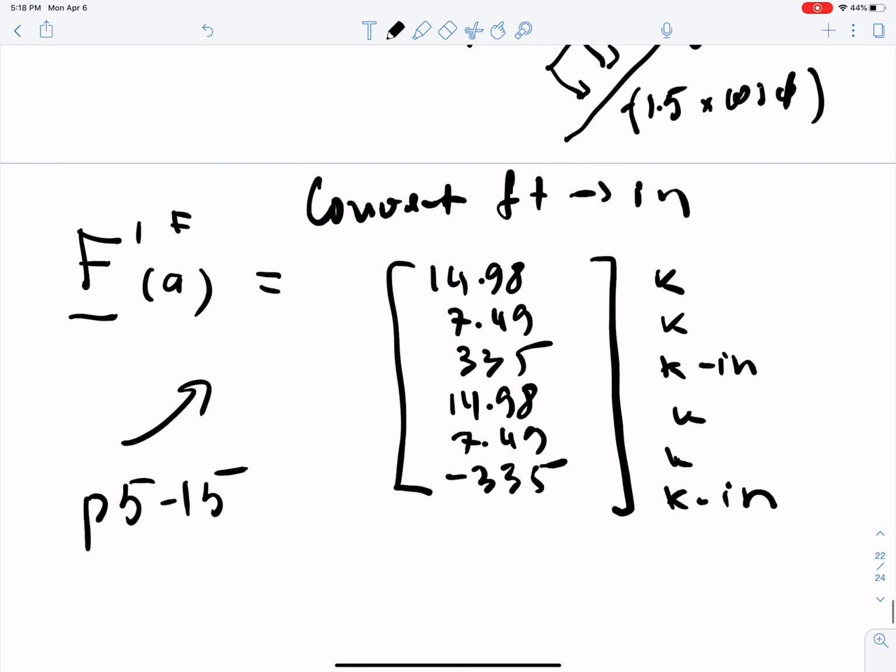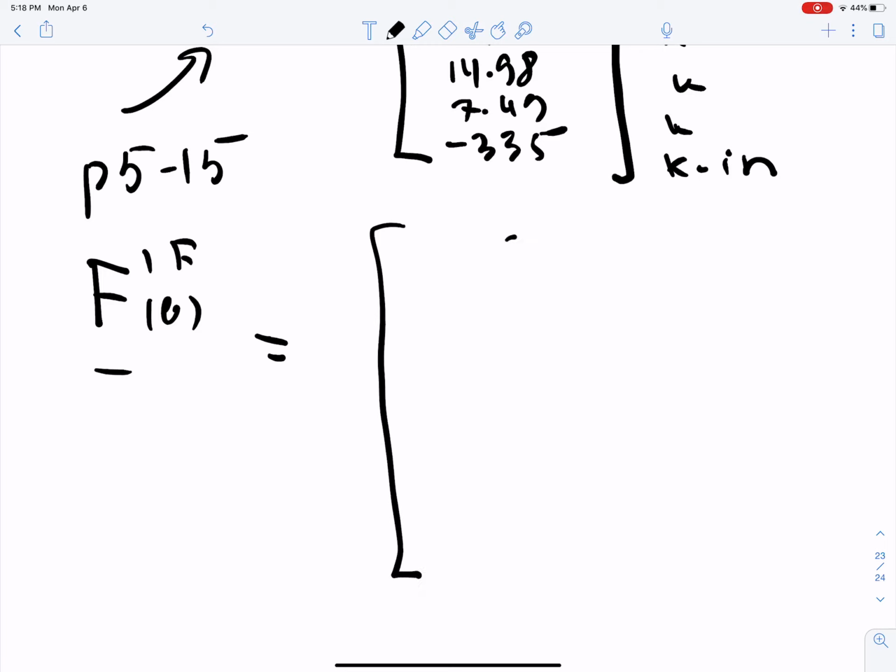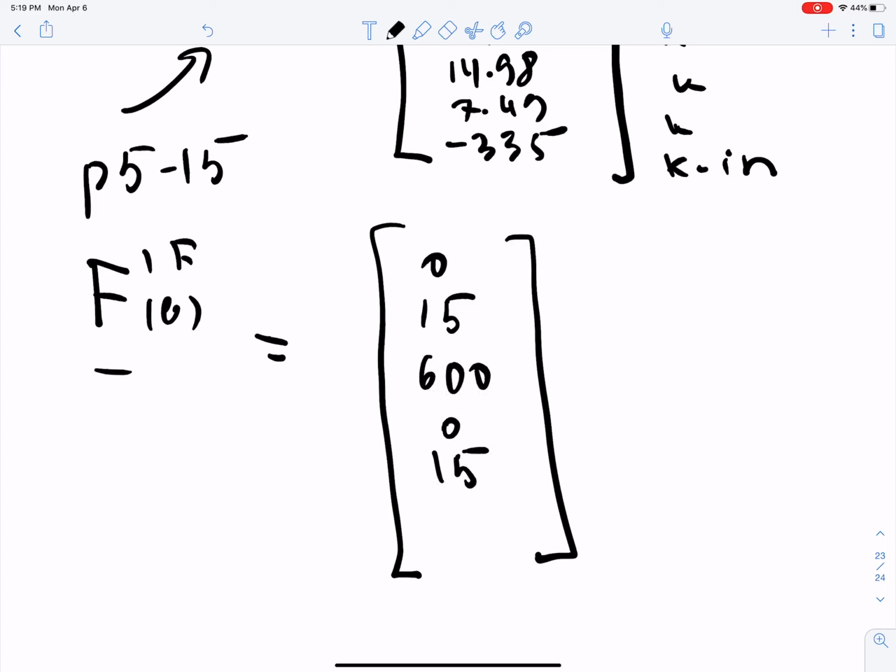F prime F for element B, also on the same page. There are no forces in the x direction. So we end up getting 0, 15, 600, 0, 15, minus 600, and these are kilopounds, kilopounds, kilopounds-inch, kilopounds, kilopounds, kilopounds-inch here.